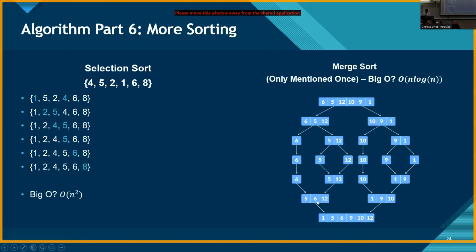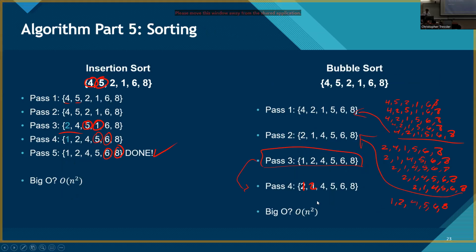Yes, it's actually on the next slide. So notice also the big O of these is all n squared so far.